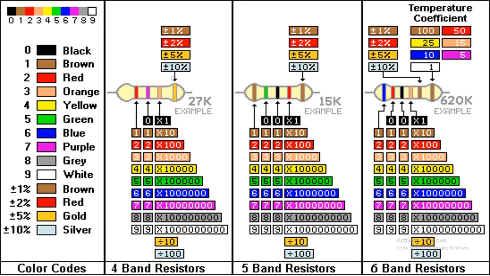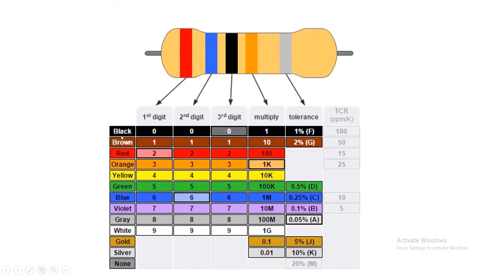So first, understand here that each color has its own value. Here you can see the black color value is 0, the brown color value is 1, red color value is 2, orange color value is 3, yellow 4, green 5, blue 6, violet 7, gray 8, white 9. And gold has 0.1, silver has 0.01.